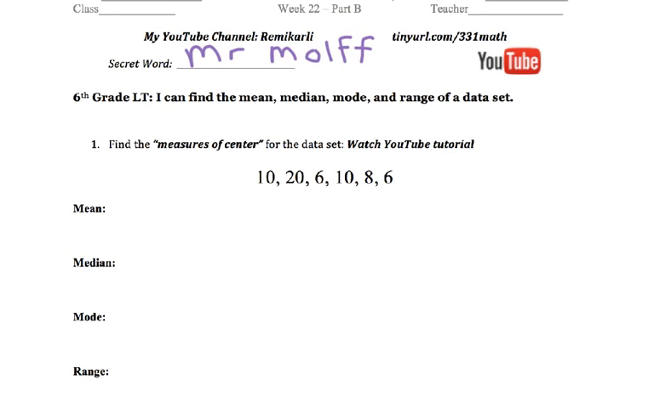This week we're going over mean, median, mode, and range on the front, and then also fraction unit rates on the back. So this might be easy for you if you finish part A, but here's another tutorial if you need it.